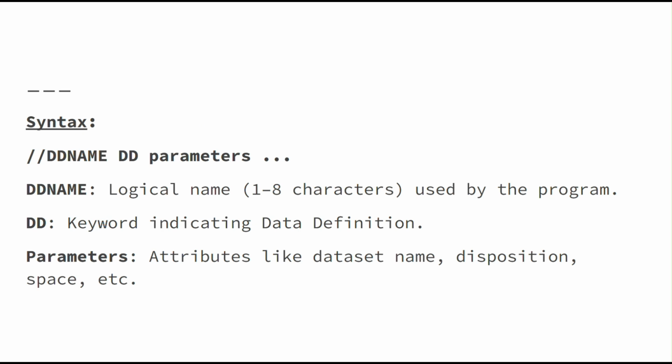Now let's see the syntax. A JCL statement always starts with a double slash, then the DD name, DD, and the parameters. Here, the DD name is a logical name, which can be anything, but it should be within 1 to 8 characters. DD denotes data definition, and parameters means there are many parameters like dataset name, disposition, space, and more. We'll discuss them in detail in upcoming slides.